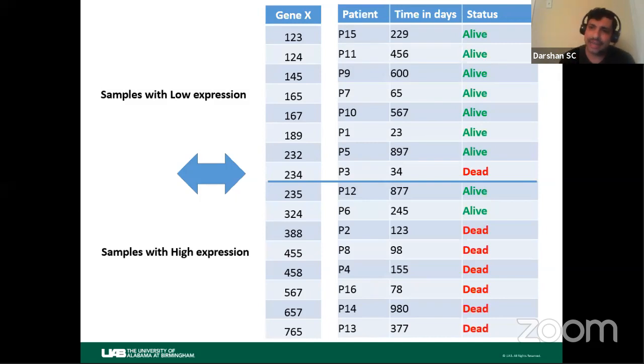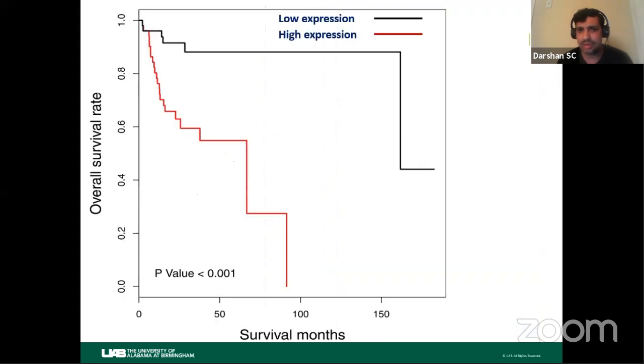So this entire data, what you see on the screen, is represented as a plot. We call it a Kaplan-Meier plot. So this is how it is shown. You can see that the survival rate of the low expression group is pretty high, whereas the survival rate of the high expression group, which is the red line, is pretty low.